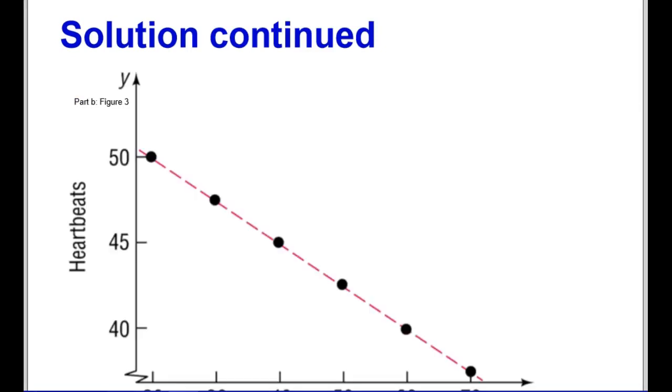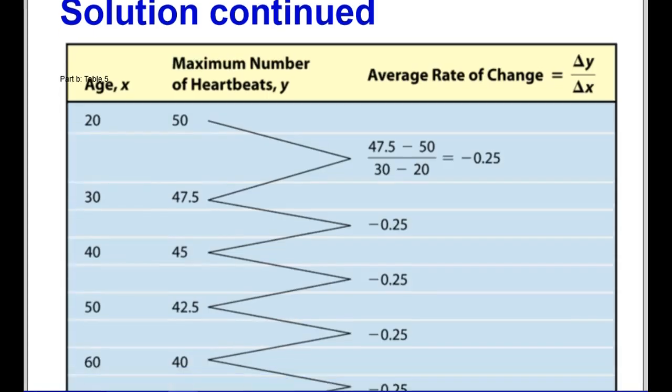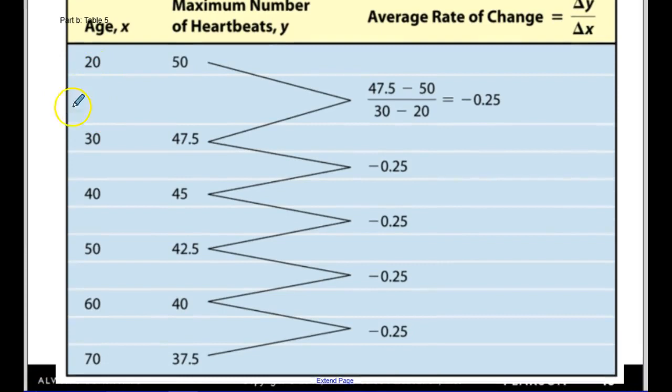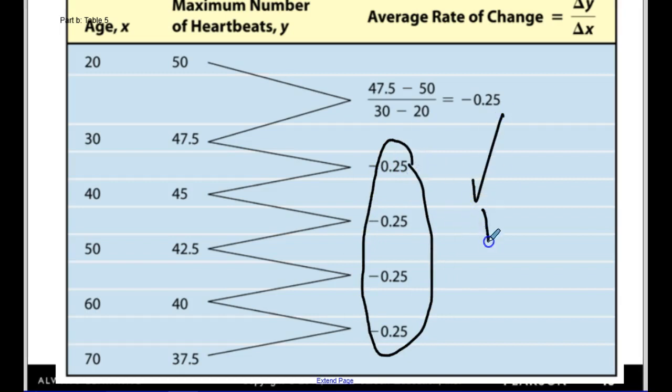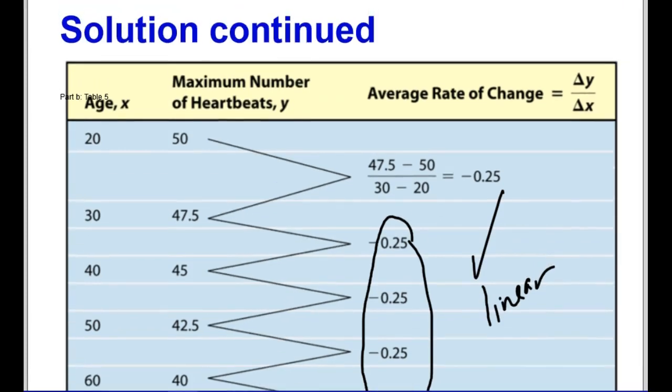And so I see my graph looks fairly linear. But I also want to look at my average rate of change here. Okay, so I see I'm going up a constant amount, and I see that I'm also decreasing at a constant amount. Since all of these are the same, then I say yes, it is linear. It is a linear function, so I can use a line to estimate and to help me with this function.